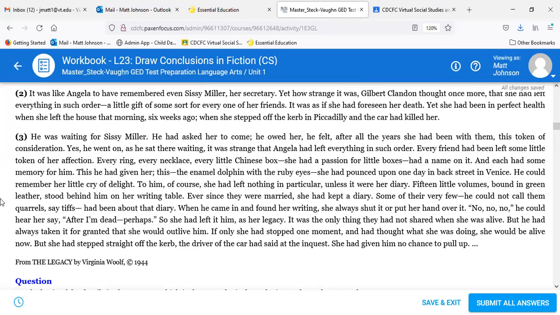When he came in and found her writing, she always shut it or put her hand over it. No, no, no, he could hear her say, after I'm dead, perhaps. So she had left it to him. She had left it to him as her legacy. It was the only thing they had not shared when she was alive, but he had always taken it for granted that she would outlive him. If only she had stopped one moment and had thought what she was doing, she would be alive now. But she had stepped straight off the kerb, the driver of the car had said at the inquest. She had given him no chance to pull up.